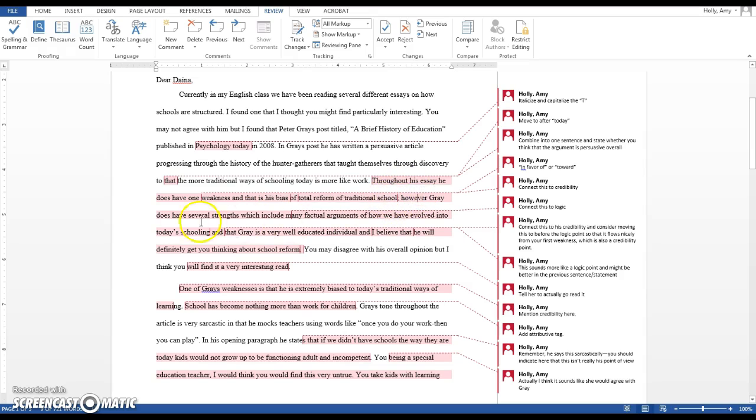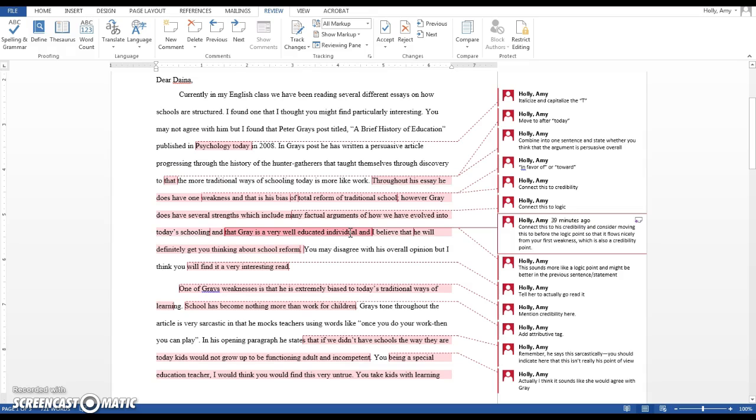And then in the next sentence, Gray does have several strengths, which include many factual arguments. Say something about logic here. So which include logical facts about how the school system has evolved to the way it is today. And then down here you can connect to credibility as well, and that Gray is a very well-educated and credible individual. So that's going to push your discussion just a little bit more strongly into the analysis realm, because you're actually using those critical words like logic, emotion, credibility, and that kind of thing.